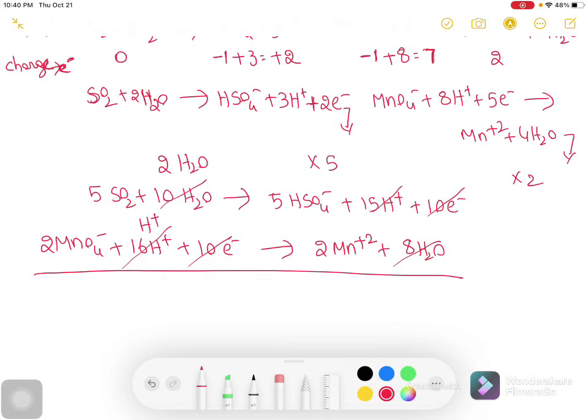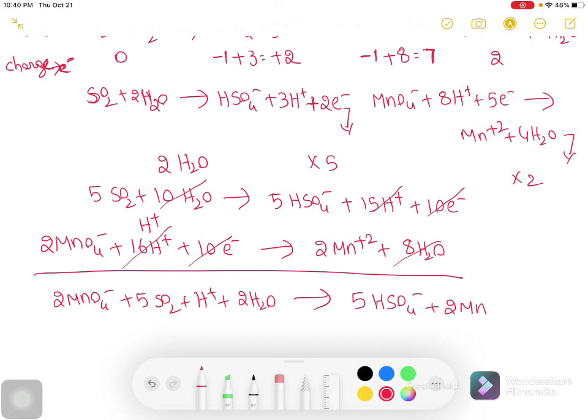Finally we can write 2 MnO4 minus plus 5SO2 plus H plus plus 2H2O. And on the right side 5HSO4 minus plus 2 Mn plus 2. That's it. Now how to identify whether this reaction is correct or wrong?